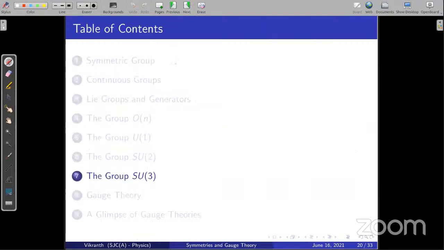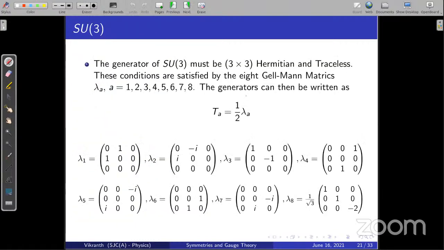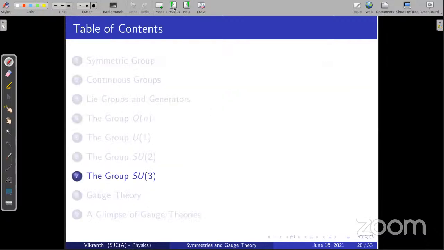All right. The next and the last group that we're going to talk about is the SU3. Now, personally, I feel this is one of the most complicated groups to understand, but it's also one of the most beautiful symmetry groups that exists for us in the standard model. We'll see what this is. It might get a little too complicated, but that's totally all right.